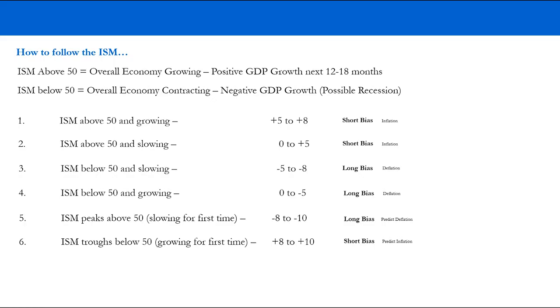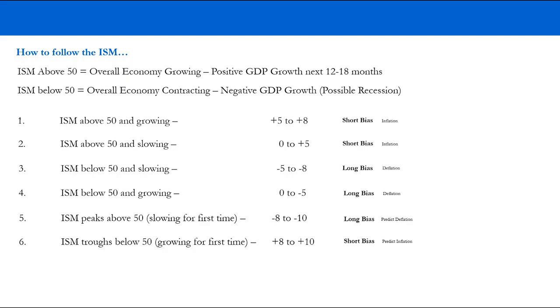We're predicting that in the future, the slowdown is either going to be less or we may even grow in the future. And for this, we actually have a short bias because now we're starting to see inflation coming into the economy and we start to score positively. And for this, we score a +8 to a +10. In the opposite situation, when we have a peak and we're predicting inflation with a long bias, our score is to have a -8 to a -10.